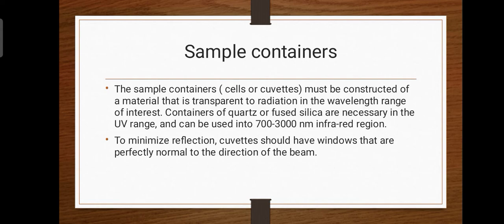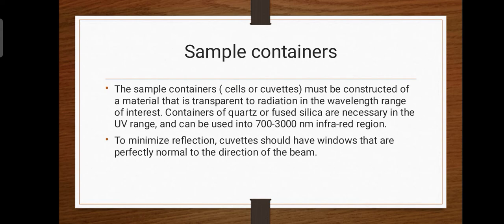The sample containers that will be used in the experiment are the cells or cuvettes. Cuvettes must be constructed of a material that is transparent to radiation in the wavelength range of interest. Containers of quartz or fused silica are necessary in the UV range and can be used into the 700 to 3000 nanometer infrared region. Glass and plastic can also be used in the visible region.